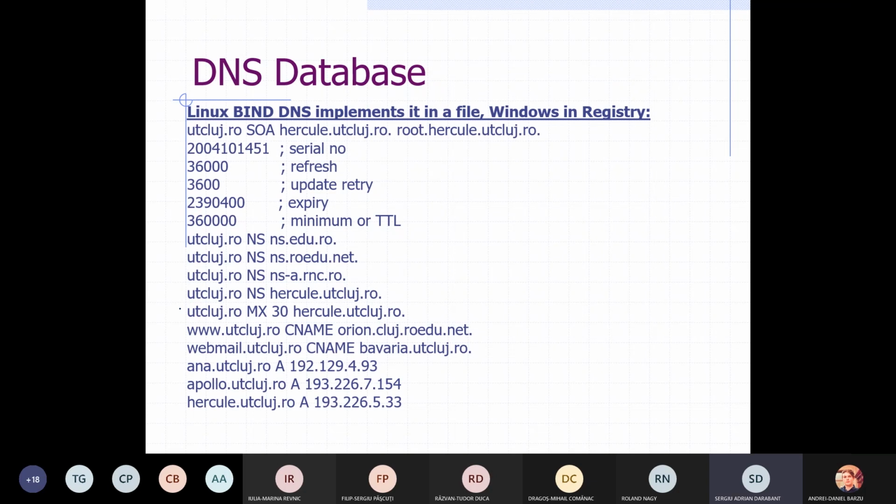This is the way it looks. As an example, a DNS file. For this domain, utcluj.ro, you see this is the SOA part, exactly this part here. There is various information that you can infer from the SOA part. It's required, it's mandatory. You should have at least one SOA section per domain.